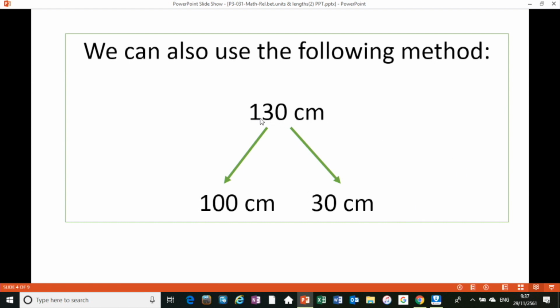You see how it's made up? 130 centimeters is 100 centimeters plus another 30 centimeters. And we've already learned that 100 centimeters is 1 meter. So that's why we can say the length of the rope is 1 meter, 30 centimeters.